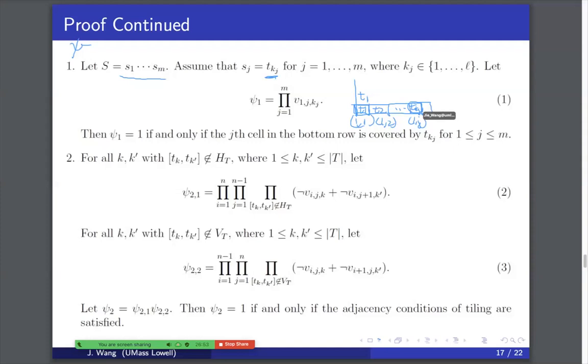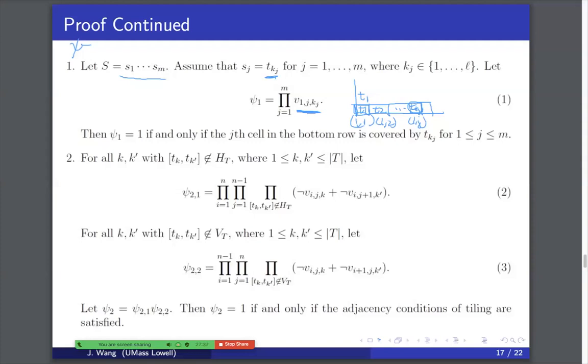So to represent this, we just want each of these variables to be true. That means we just take a conjunction of all these variables. This is pretty straightforward. So phi sub 1 evaluates to true if and only if the jth cell in the bottom row is covered by T_kj. That represents the initial sequence of tiles that match each other horizontally.